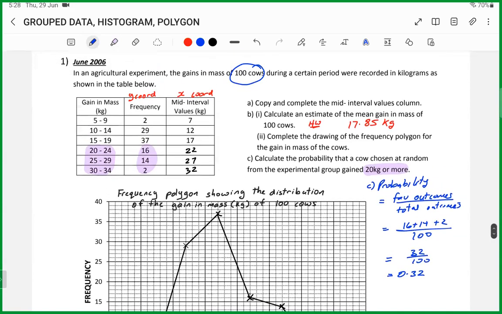So now, remember, if you're doing the mean, you could add in a column, the FX column. That might be the easiest way to do it. I'm just writing in the answers quickly now. If you could verify that for yourself, right? Add it up and I'll give you 1785. And then the 1785 divided by the 100 is going to give you the 17.85. And that's how you get the mean.